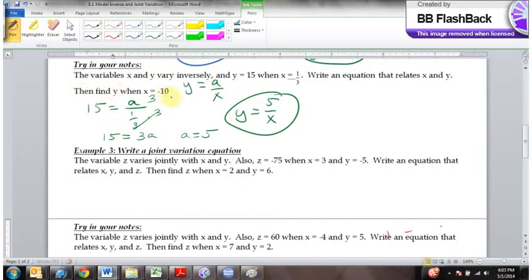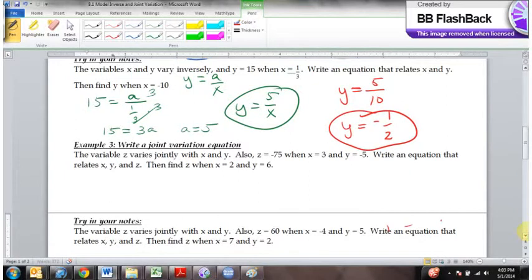Second part says find y when x equals negative 10. So we're going to plug negative 10 in for x. So we have y equals 5 over negative 10. That should come back in a minute. 5 over negative 10, that's a fraction that we can simplify. So y equals negative 1/2. There we go. And we're done.